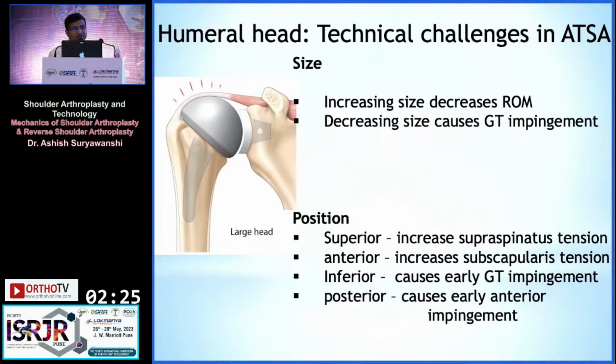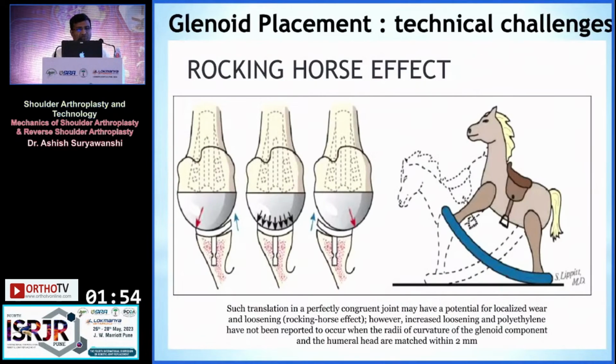The technical challenge in anatomical total shoulder is the size. If you increase the size of the head, there is a decrease in range of motion. If you decrease the size, it causes GT impingement. Even if we change the position of the head: if it is superior, it increases supraspinatus tension; if it is anterior, it increases subscapularis tension; if it is inferior, it causes early GT impingement; and if it is posterior, it causes early anterior impingement. This is what is called the rocking horse effect. It is common with total shoulder arthroplasty.